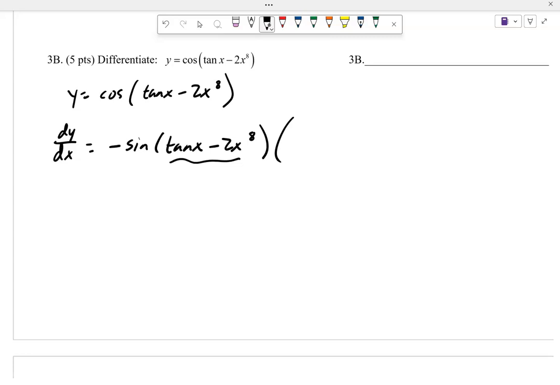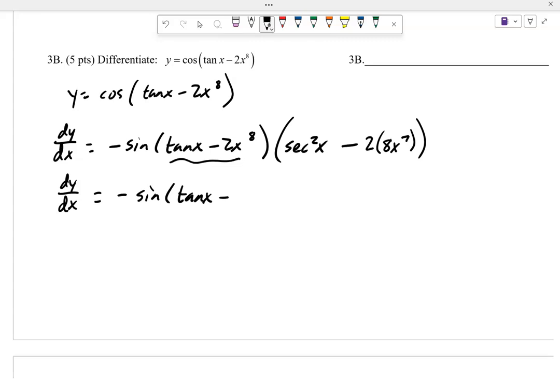So I take the derivative of the tangent, which is the secant squared, minus, and then I run the power rule on that, minus 2x to the 8th. So I've got minus 2, and then I run power rule on that, 8x to the 7th. And so dy dx just ends up being negative sine of the tangent of x minus 2x to the 8th times secant squared minus 16x to the 7th.